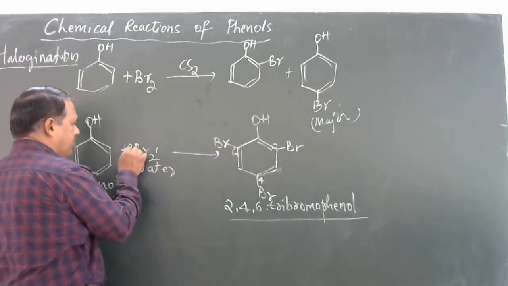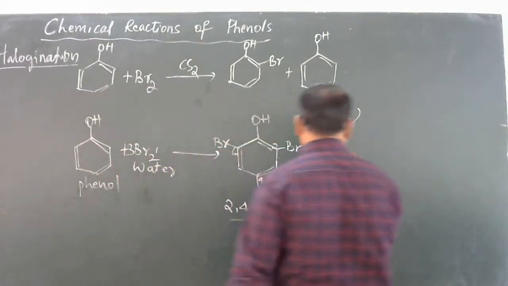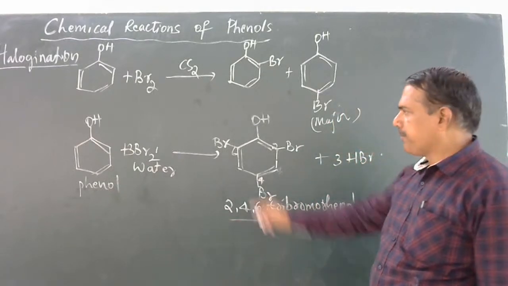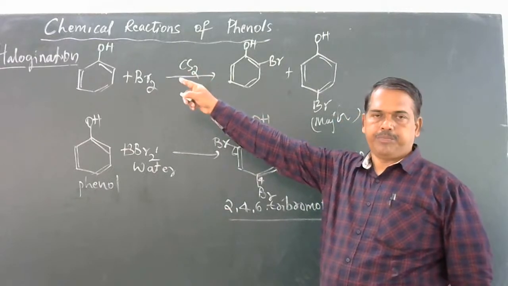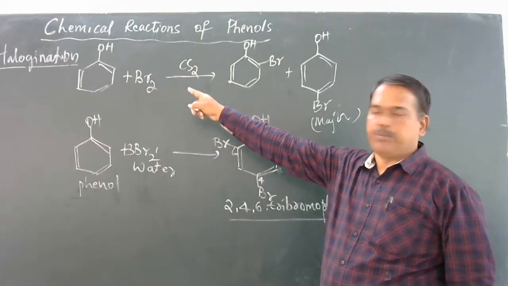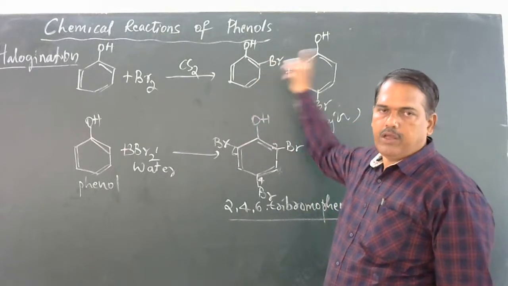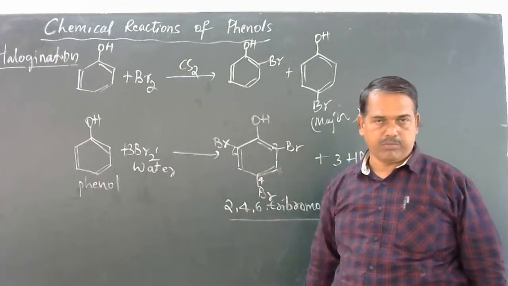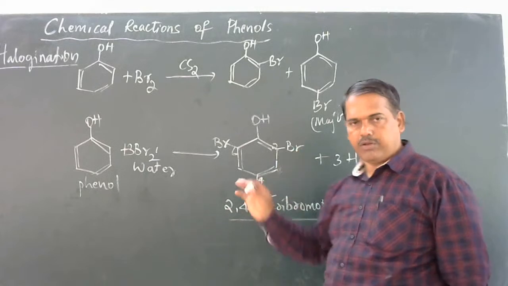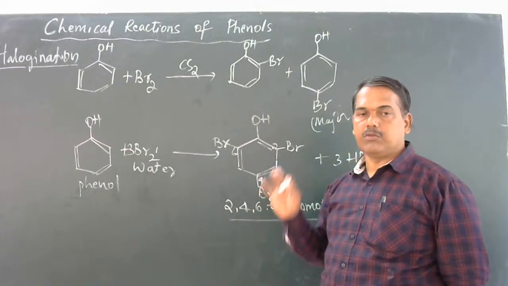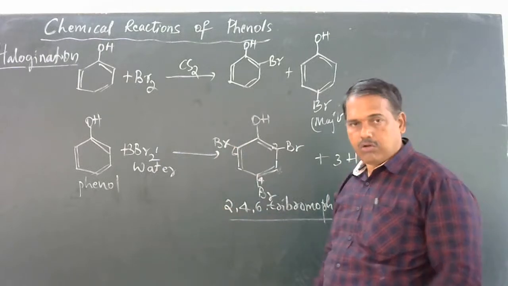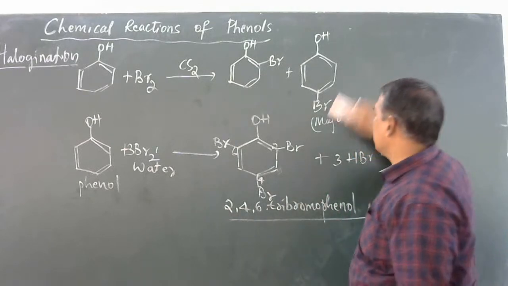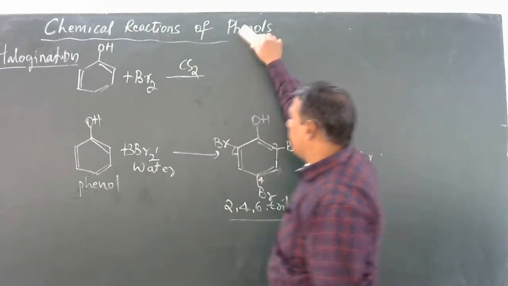As 3 molecules are involved, we will get 3 HBr as the side product. No need to mention the side product. I will repeat again. In halogenation, when phenol is treated with bromine in presence of carbon disulfide, ortho and parabromophenol are obtained. When phenol is treated with excess bromine water, we will get 2,4,6-tribromophenol. That's all. That is nothing but halogenation of phenol. We completed nitration as well as halogenation. Then we shall continue our discussion on other reactions.